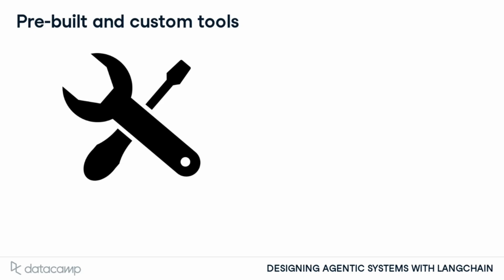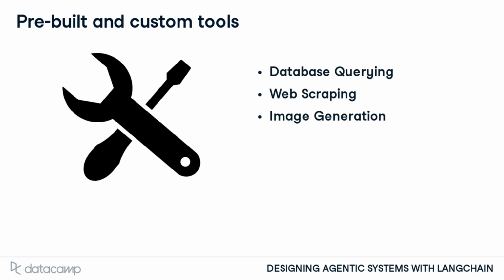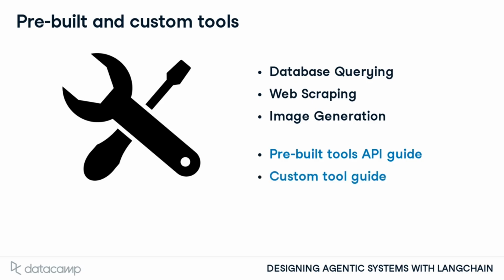So far, we've reviewed math tools in agentic workflows. LangChain also has an extensive library of pre-built tools for solving many other problems, such as database querying, web scraping, and image generation, which can be incorporated by referencing LangChain's API guide. We can also reference LangChain's guide for using tool decorators to build other custom tools.